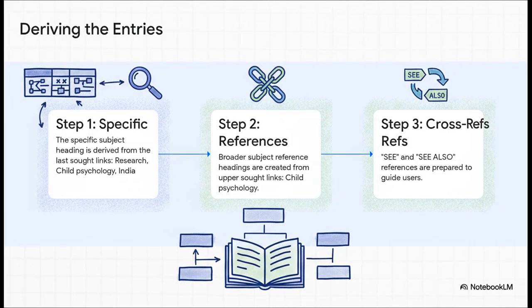And just look at what we get from that. From that one table, the process just mechanically spits out all our index entries. We get a super specific subject heading, we get a bunch of broader headings for reference, and it even creates helpful C references to guide the user. It's all derived logically right from the chain.